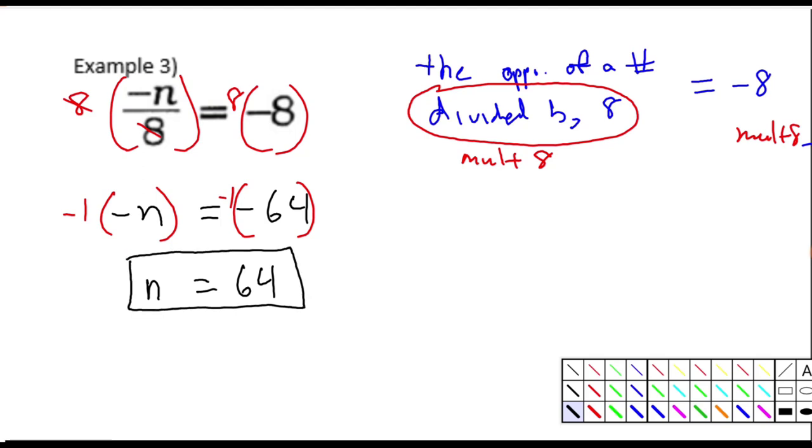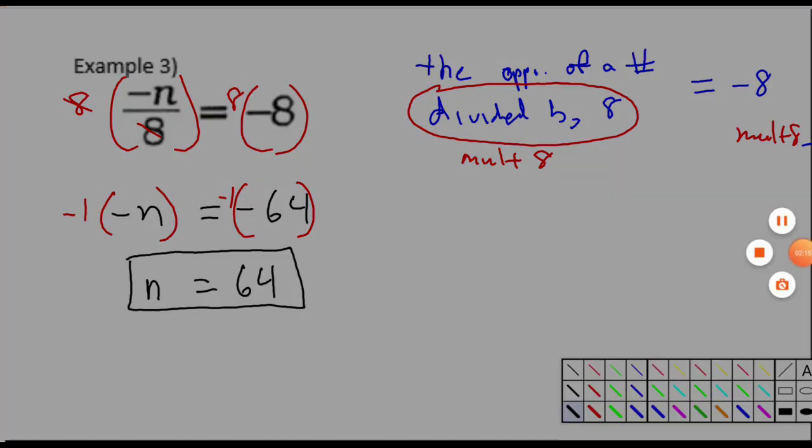So let's see if this makes sense. The opposite of 64 divided by 8 should be negative 8. So really, negative 64 divided by 8 is equal to 8. All right, that's a little challenging problem. That's a little tough one.